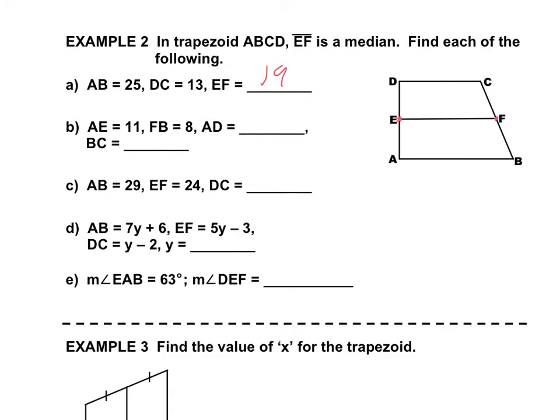Okay. AE is 11. FB is 8. Okay. Think about point E and point F. Those are the midpoints of the two legs, right? The midpoint. So what would AD have to be? Well, if AE is 11, then E to D is also 11. So A all the way to D is 22. Apply the same thing over here on this right side. If BF is 8, then FC is 8. And 8 and 8 makes 16.